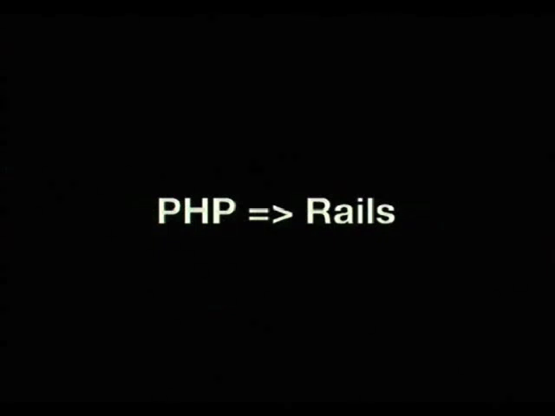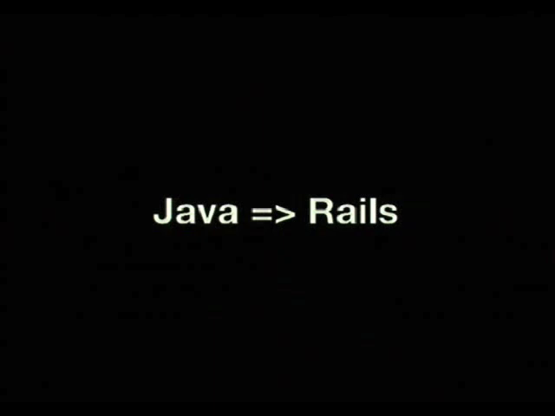So I'm Patrick Crowley. I'm going to talk about Trucker, which basically lets you migrate stuff. So let's talk about migrating a little bit. In general, I think of migrating as going from suck to less suck. And that can be PHP to Rails, Perl to Rails, Java to Rails, or even Rails to Rails.